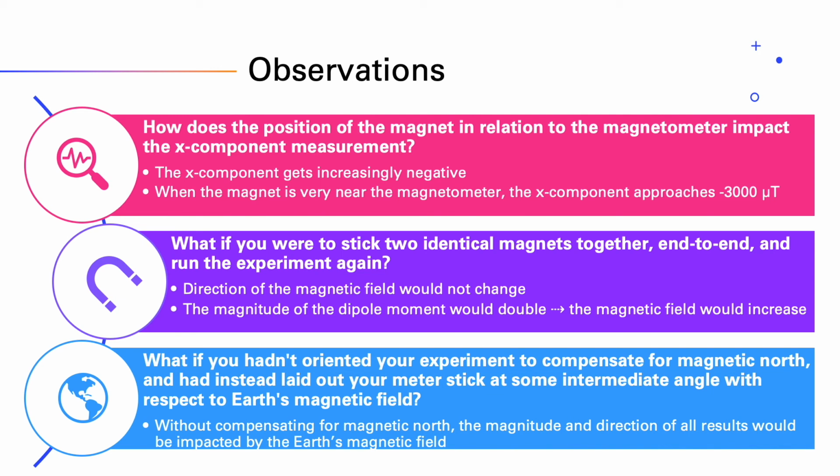And what if you were to stick two identical magnets together end to end and run the experiment again? So the direction of the magnetic field would not change, but the magnitude of the dipole moment would double, so therefore the magnetic field would increase in magnitude as well.